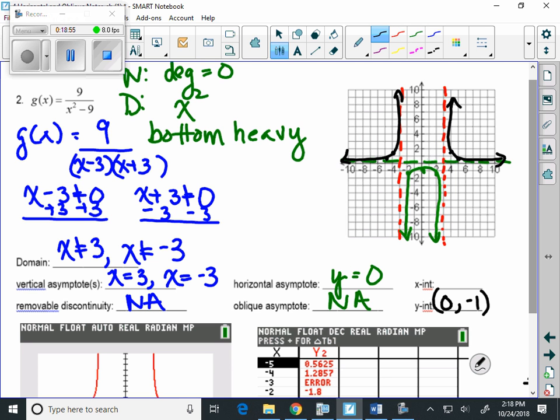Where is this graph going to cross the x-axis? It's not. We have a horizontal asymptote there on the x-axis. We are not going to have an x-intercept.